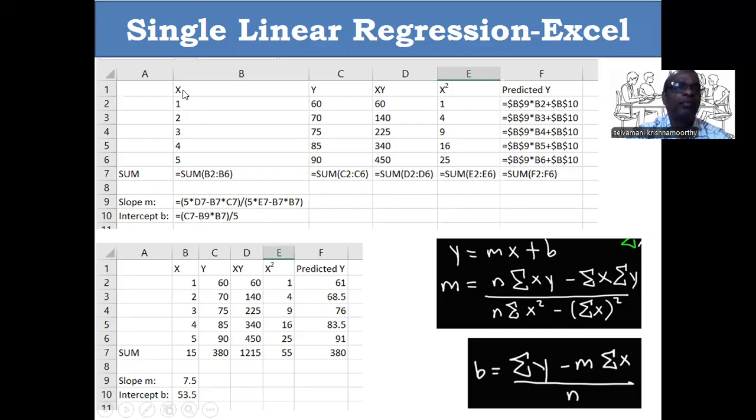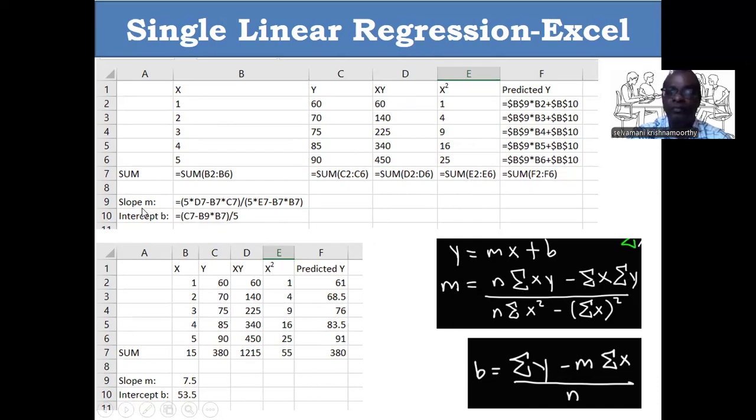Column B contains X, that is the input, the number of hours. Column Y contains marks, that is the output. 1, 2, 3, 4, 5 and 60, 70, 75, 85, 90. Then we try to find sigma X and sigma Y, because we need them. After that, sigma XY, because we also need that, then sigma X square. Okay, we found sigma X, sigma Y, sigma XY, and sigma X square.